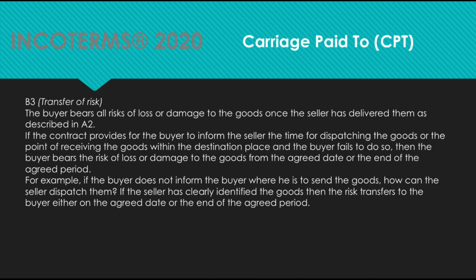For example, if the buyer does not inform the seller where to send the goods, how can the seller dispatch them? If the seller has clearly identified the goods, then the risk transfers to the buyer either on the agreed date or the end of the agreed period. Sellers must be careful to take care of such a risk because in some cases, some products will be damaged or unusable if not transferred to a special situation or a special kind of storage.